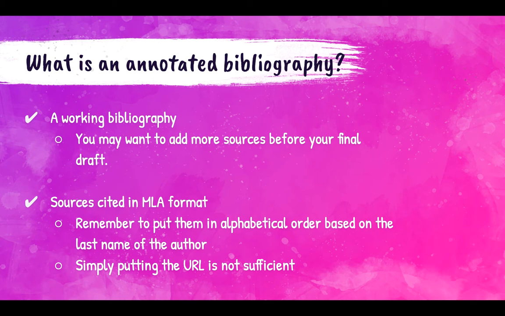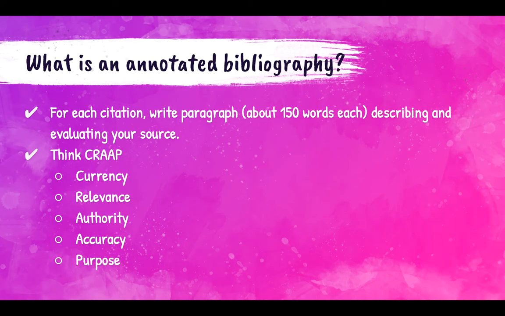So what is an annotated bibliography? By now you guys already know that you're looking at a working bibliography, and your sources are cited in MLA format, and they are organized in alphabetical order by the last name of the author. If you just give me the permalink or some sort of URL for your citation, that will not be sufficient. But the annotated part of the bibliography or the citation is where you evaluate and describe your source. It should be about 150 words. So for a 20-point assignment, 150 words is not too bad. Again, you're going to think about the CRAP test when you're evaluating it. Describing it is just summarizing the main points of the article.